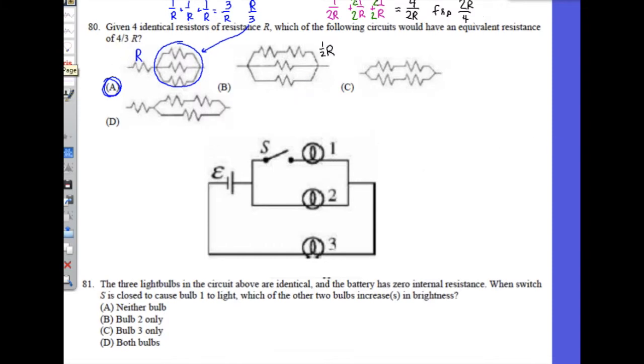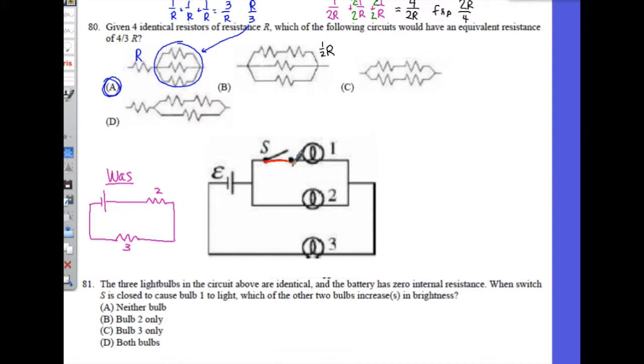Number 81. 3 light bulbs in the circuit are identical, and the battery has 0 internal resistance. When the switch S is closed, to cause bulb 1 to light, which of the other two light bulbs increase in brightness? When the switch was open, this is all it was: just this battery, this light bulb 2 and this light bulb 3. So both get all of the current because it's a simple series circuit.